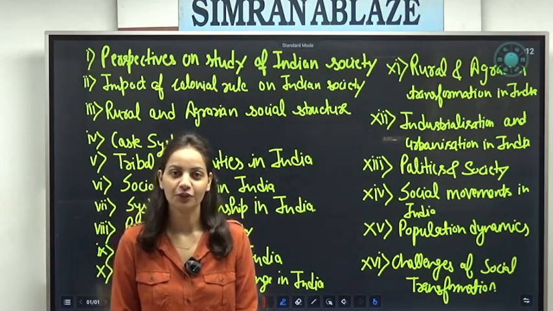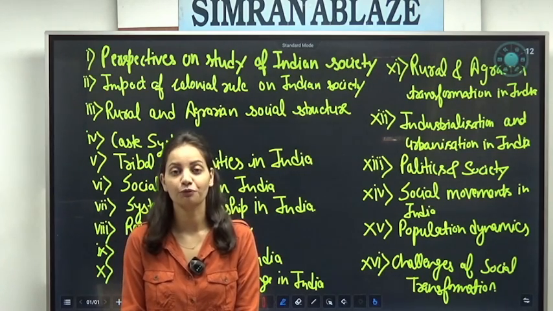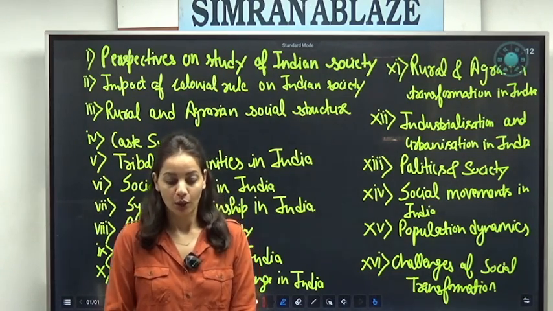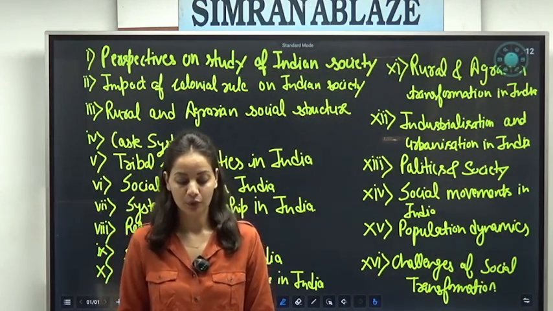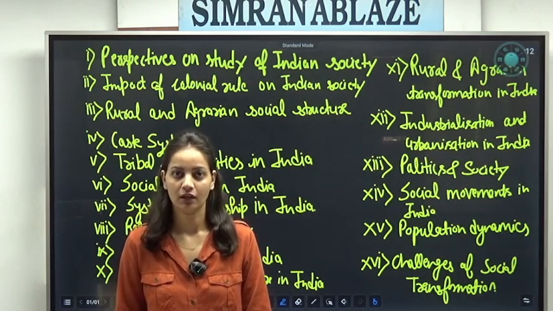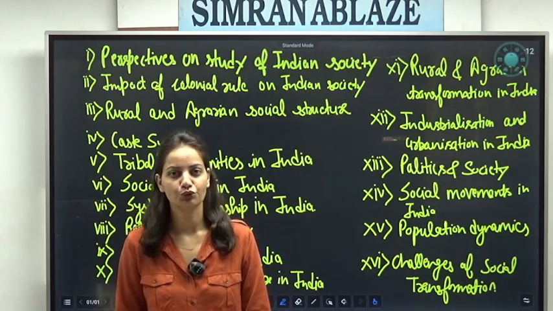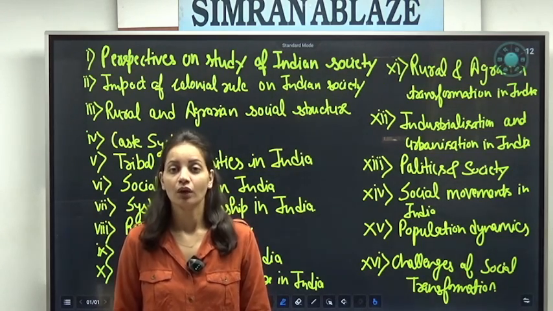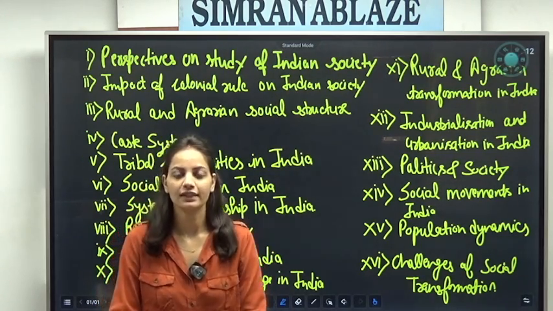So in the last video I had discussed the syllabus of paper 1 of Sociology. So in this video I will be discussing paper 2, its syllabus. So in this paper we generally study about Indian society. What are the various social institutions of Indian society? So in this paper we have 3 sections.